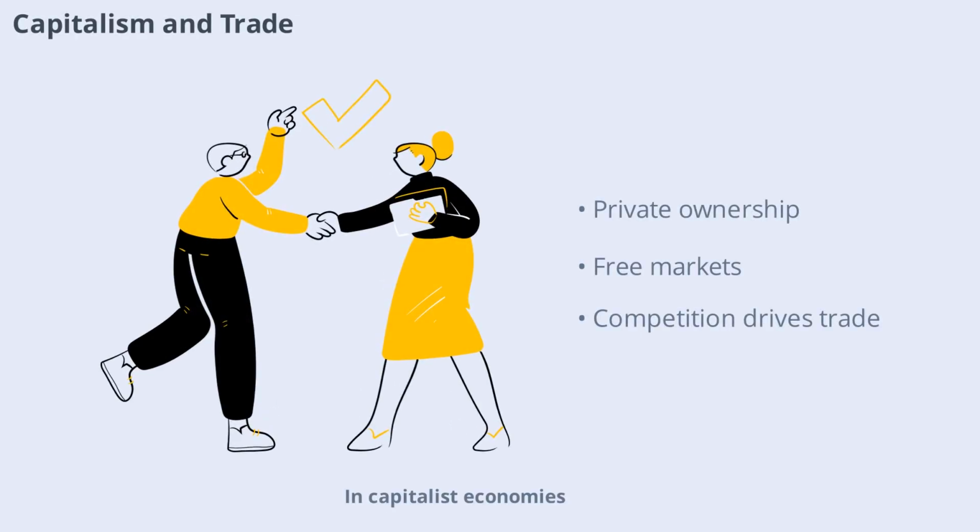In capitalist economies, private ownership and free markets drive production and trade. Businesses compete to offer the best products at the lowest prices, and consumers have the freedom to choose. This competition encourages innovation and efficiency, making capitalist countries active participants in global trade. The United States, for example, is known for its open markets and extensive trade networks. Capitalism's focus on profit and growth often leads to increased exports and imports, fueling economic expansion.